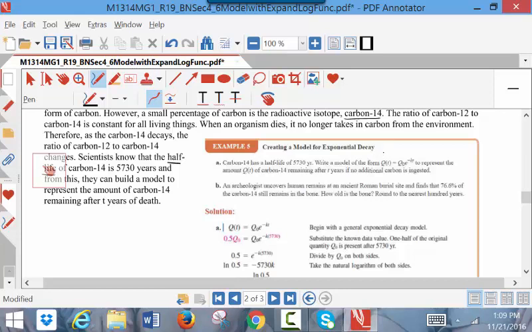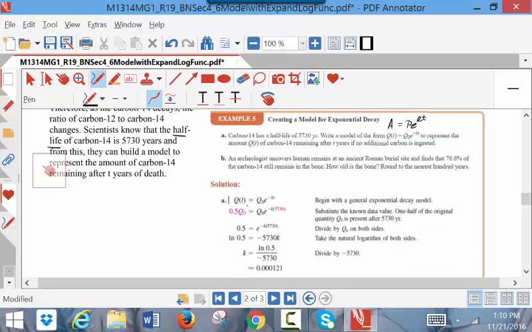Write a model, and this is just like our A equaling PE to the RT, but they're using Q's. And Q sub zero, sub-zero always means initial amount. So that's the same as our original equation, but they're using Q's and they're using function notation. Write a model to represent the amount of carbon-14 remaining after T years if no additional carbon is digested.